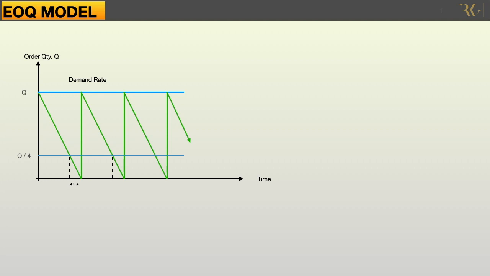So why is EOQ important? EOQ is important because it improves the profit of a company, it defines the optimum schedule for the ordering quantity, and it is a good balance between demand and placing the order quantity.